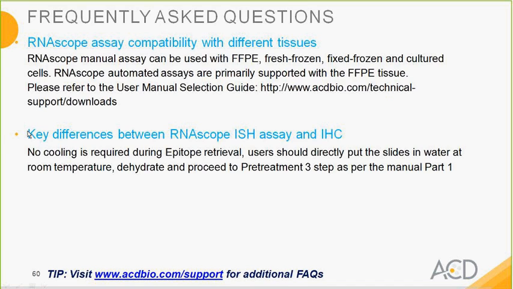Another question that comes up is the key differences between ISH and IHC. RNAscope ISH, the basic differences are the epitope retrieval step. In RNAscope, after boiling, do not allow the samples to cool. Go directly to pretreatment 3 by placing your samples in water and proceeding as recommended. This applies for manual assays.